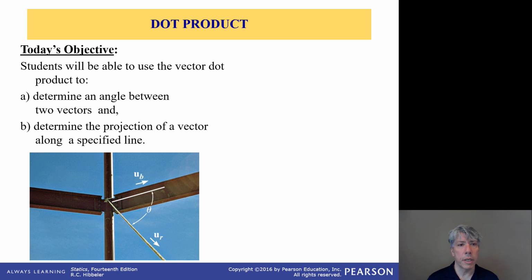Let's talk about the dot product. You'll be able to use the dot product to determine the angle between two vectors or to determine the projection of a vector along a line. You can think of a projection as a shadow.